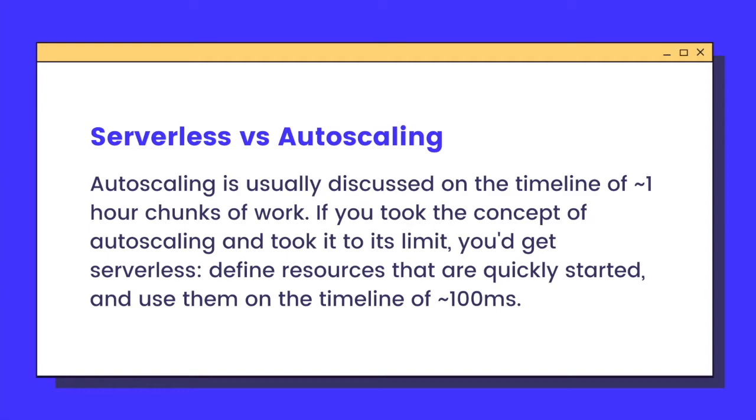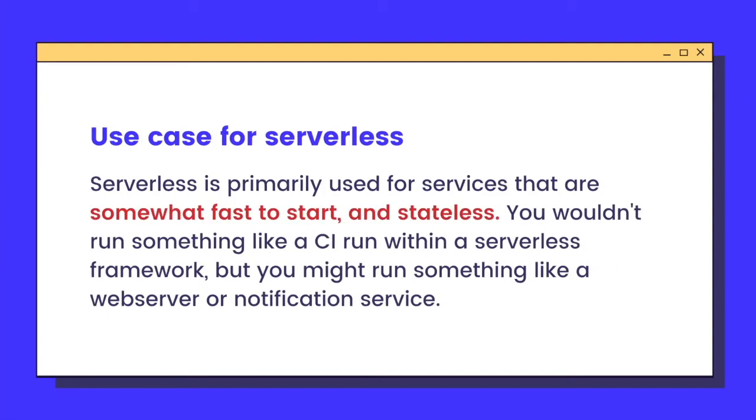If you took the concept of autoscaling and took it to its limit, you'd get serverless. Define resources that are quickly started and use them on the timeline of milliseconds, so 1 to 100 milliseconds. For example, a web server might not need to exist at all until a visitor requests a page. Instead, it could be spun up specifically for that request, serve the page, and then shut back down. That's exactly the idea for serverless. It's almost like taking autoscaling, so provisioning resources as they're required, and doing it very quickly on very small time intervals. Serverless is primarily used for services that are somewhat fast to start and stateless.